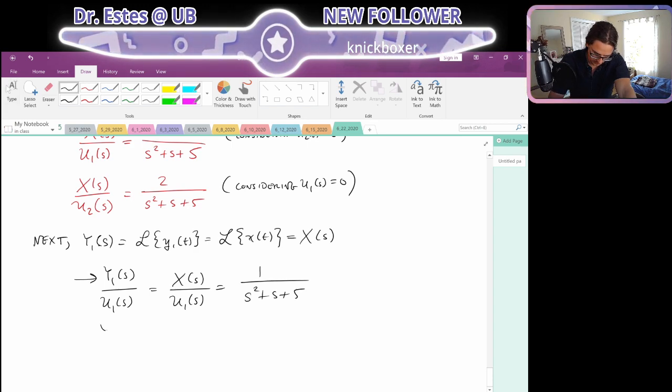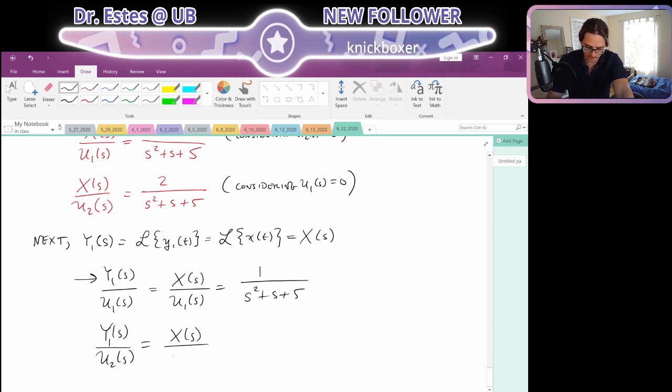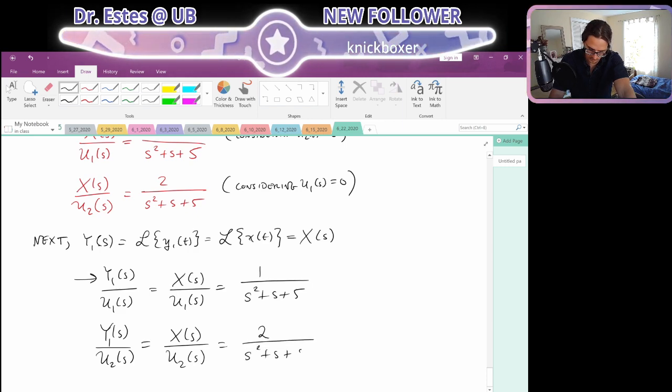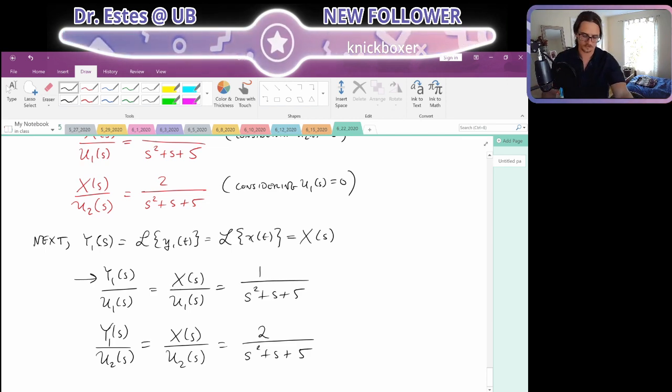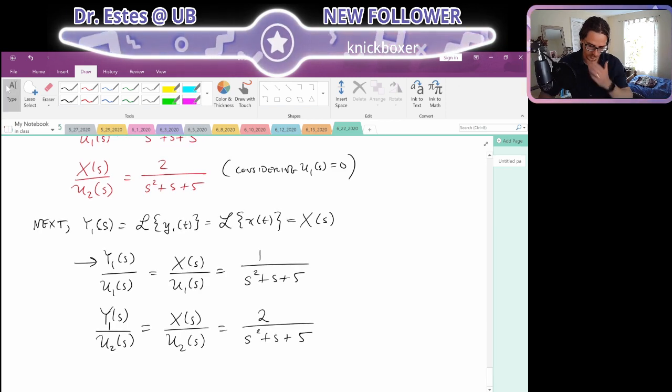And let's continue with y1. I can get the transfer function with respect to u2. So y1 of s is just x of s. So with respect to u2 of s, it's 2 over s squared plus s plus 5. So that's 2 of our transfer functions.